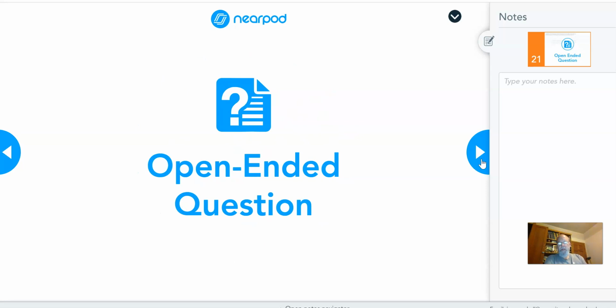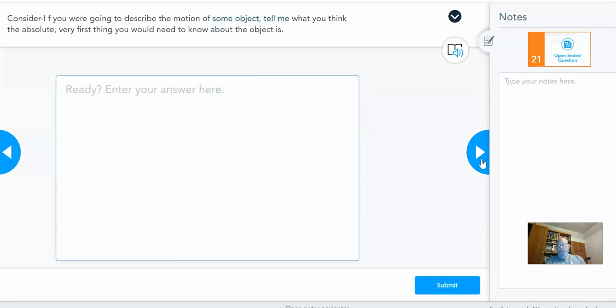Okay, so let's ask this question next. Consider, if you were going to describe the motion of some object, tell me what you think the absolute very first thing you would need to know about the object is. What do I need to know about an object to begin to be able to describe its motion?